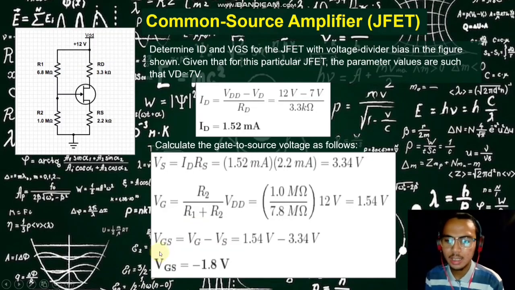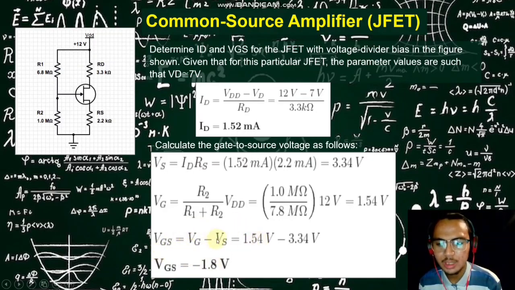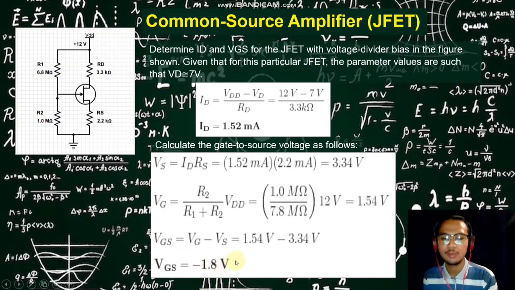For VGS we use this formula. VG minus VS equals 1.54 volt minus 3.34 volt, and then the VGS is negative 1.8 volt.